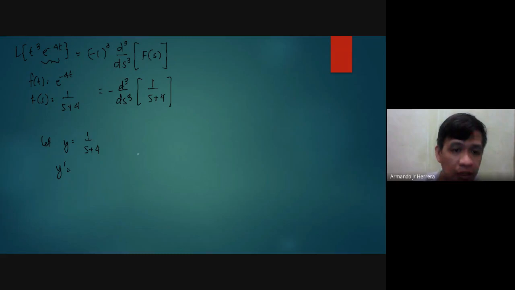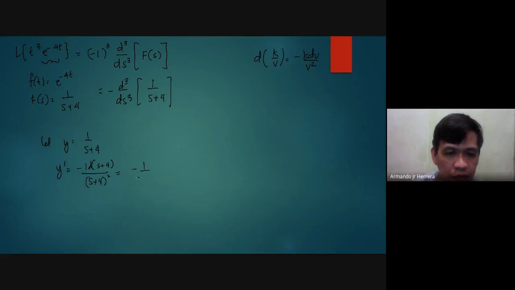So for the first derivative, we will use the derivative of k over v, which is negative k dv over v squared. So your k is 1, so negative 1 times the derivative of v, that's the derivative of s plus 4, over s plus 4 to the second power. But the derivative of s plus 4 is 1. That's negative 1 over s plus 4 raised to the second power. So that's your first derivative.